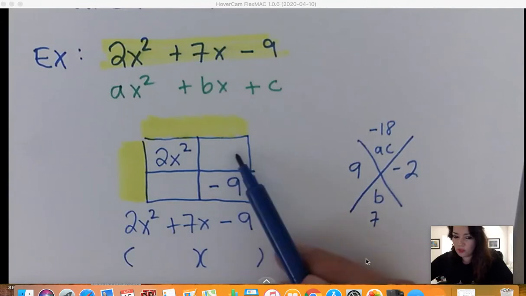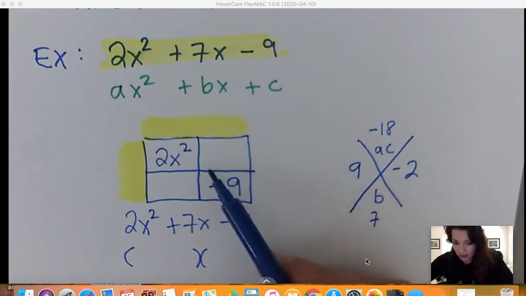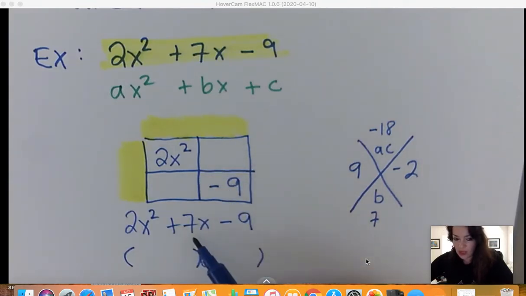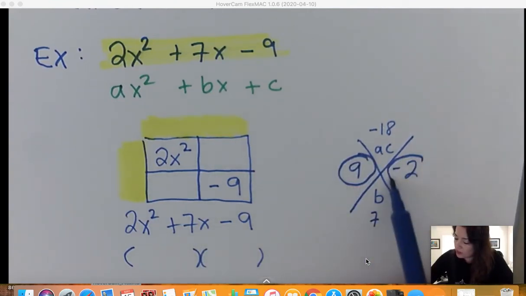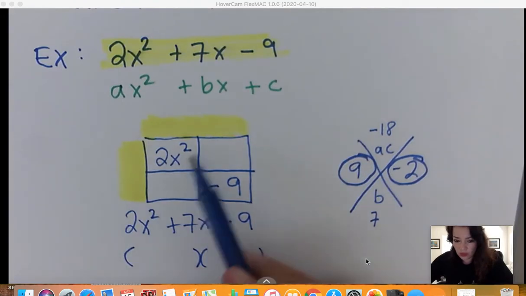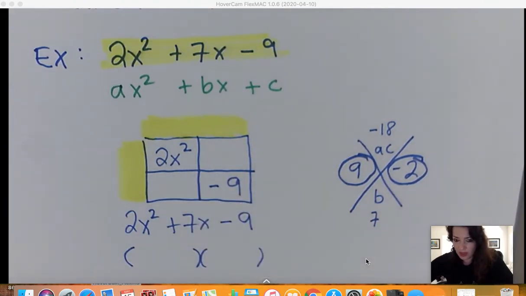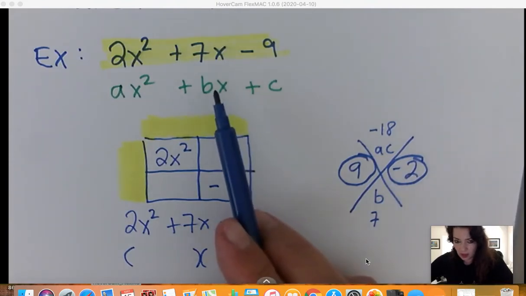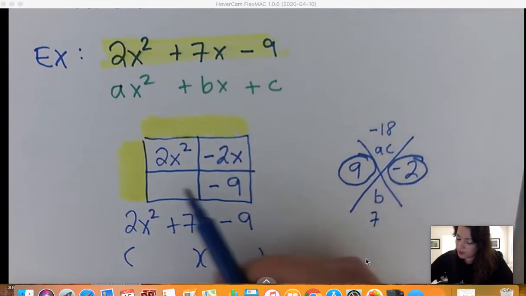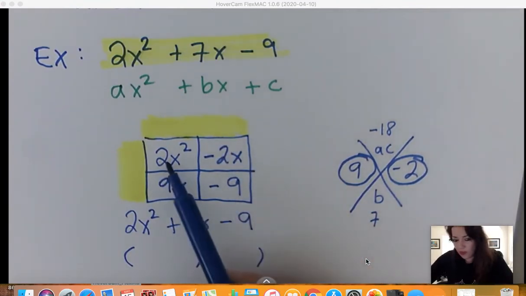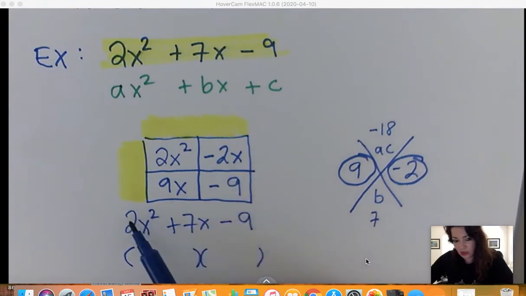Now, these two middle diagonals, when you add them up, will add up to 7x. So how do you know what to write there? Well, these are my values that we entered here. The order in which you enter them into the diagonal doesn't matter. Remember, this represents your middle terms, so they are x terms. So I'm going to go ahead and write -2x here and 9x, so that when I combine everything here, I get 2x squared, combine my middle diagonal, 7x minus 9.